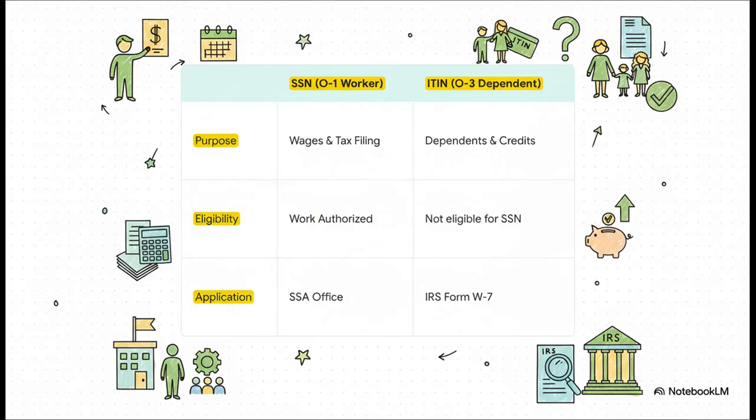When you put them side by side like this, the difference is just crystal clear. The SSN, that's for the O-1 worker, for your job, your wages, and filing your part of the taxes.